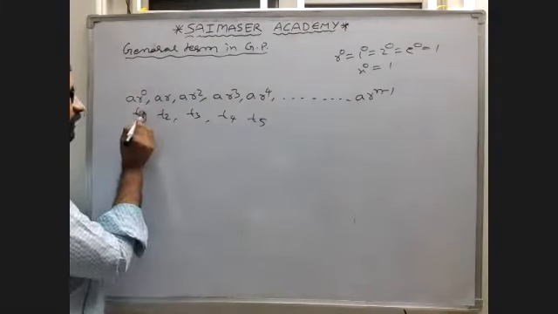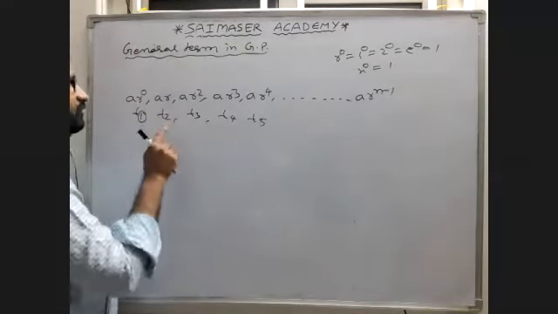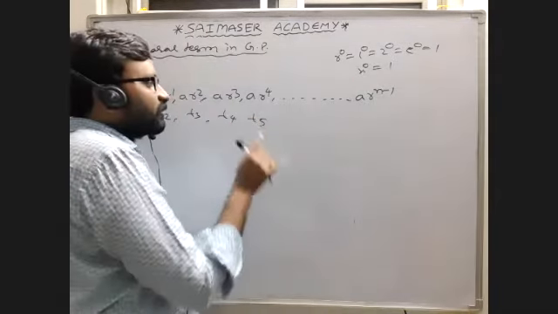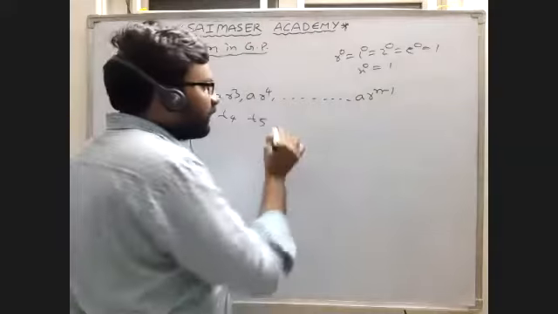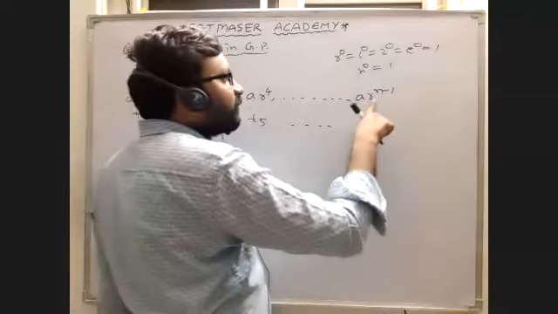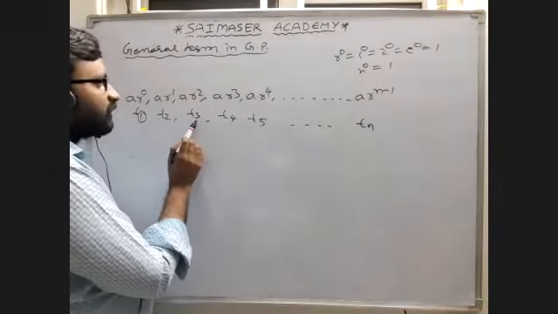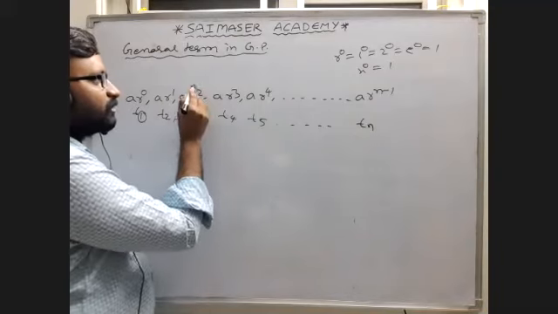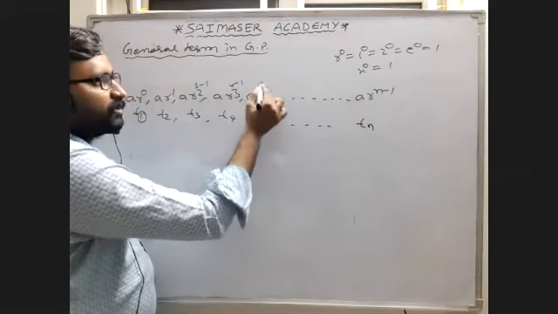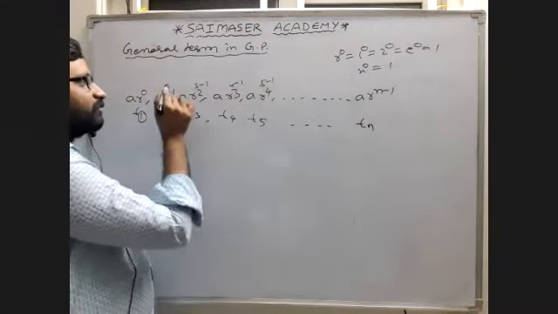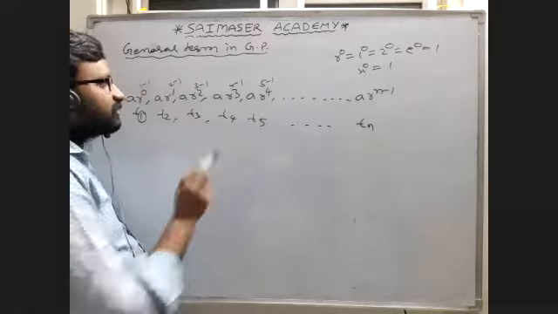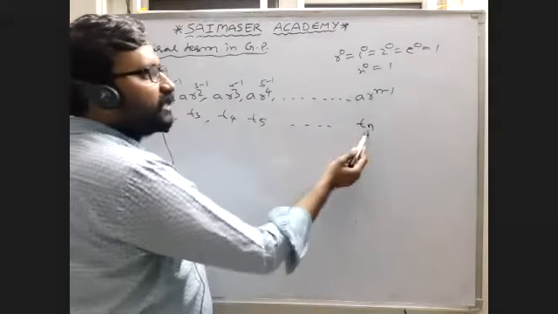See, the first term has R power 0, second term R power 1, third term R power 2, fourth term R power 3, fifth term R power 4. Like this, the nth term, that is Tn, the last term, will be R power n minus 1. If you observe, third term 3 minus 1 is 2, fourth term 4 minus 1 is 3, fifth term 5 minus 1 is 4, second term 2 minus 1 is 1, first term 1 minus 1 is 0. Like this, sixth term 6 minus 1, nth term n minus 1.